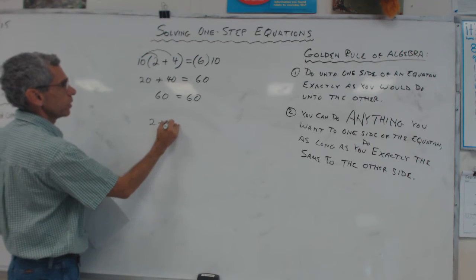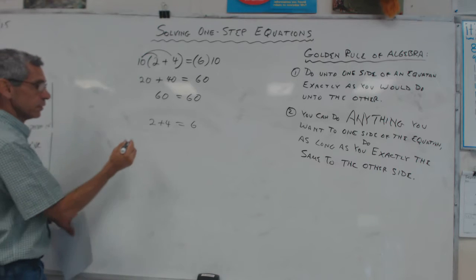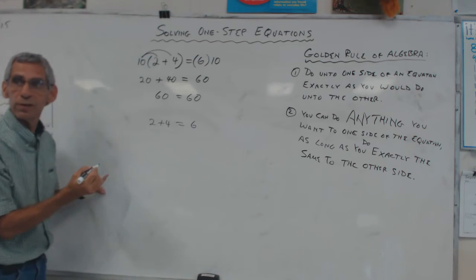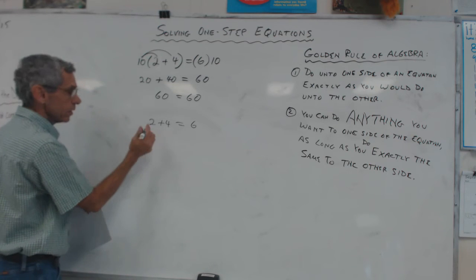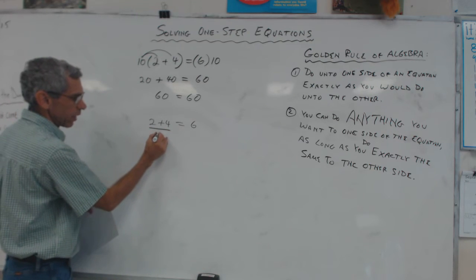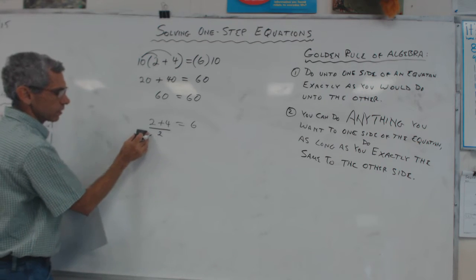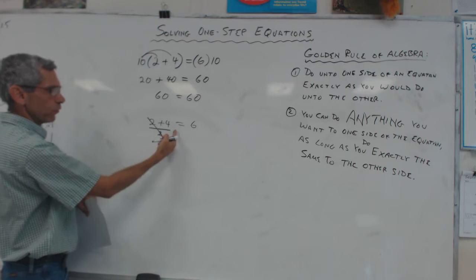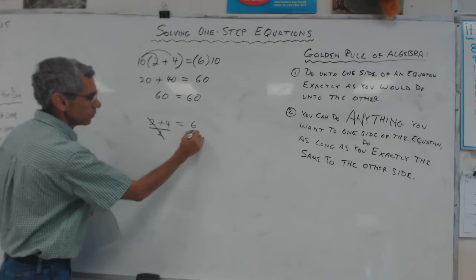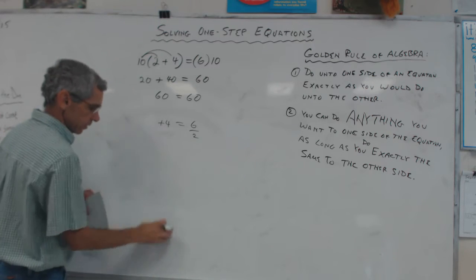2 plus 4 equals 6. Let's say we want to divide it by 2. Dividing by 2 means I have to divide everything by 2, the entire side. So I could do this, but I prefer doing it like this. Because sometimes when you do it like this, people say, oh, 2 over 2 is 1, so it's 4 equals 6, right? No, 4 equals 3, right? No.